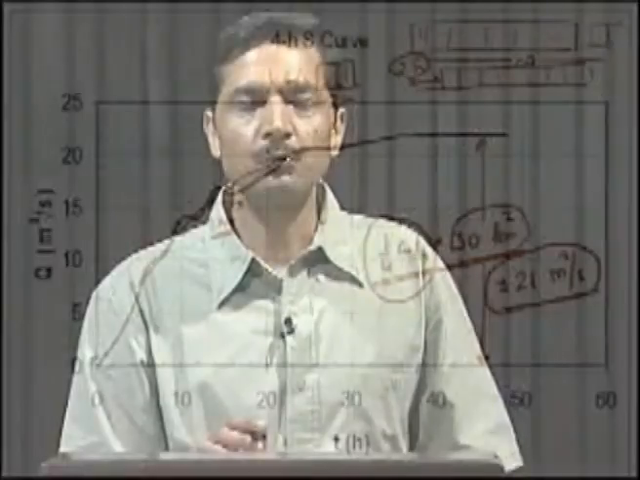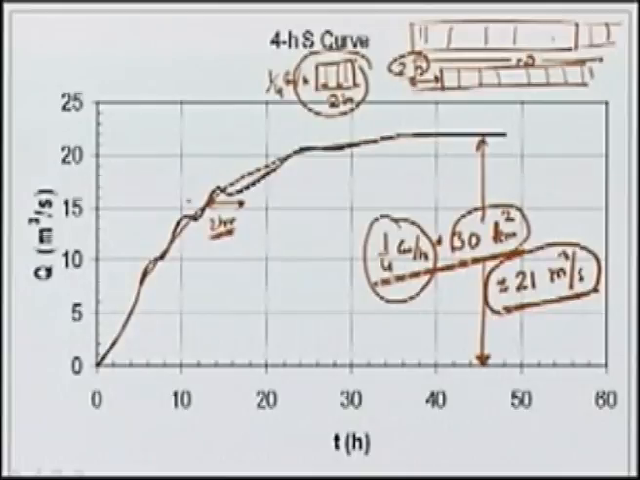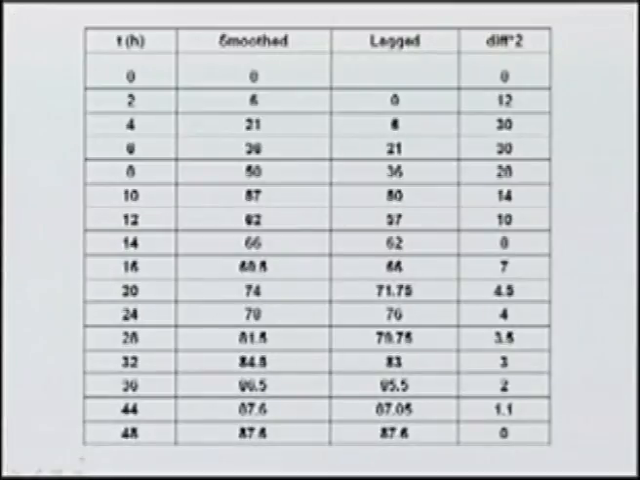So, if we take two S curves shifted by this 2-hour duration, and take the difference of the ordinates, that difference will be because of this effective rain. And if we want the 2-hour unit hydrograph, then we will have to multiply it by 2, because this represents 1/4 × 2 cm, equal to 1/2 cm of rain. So, that is what we have done here in the next table.